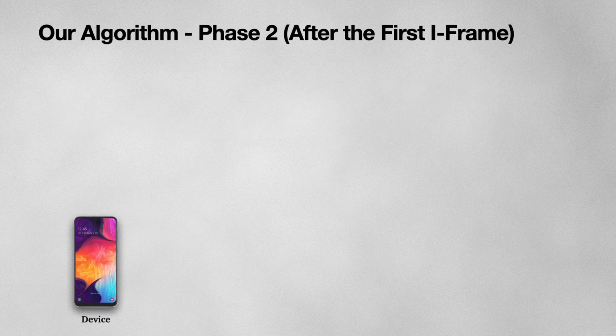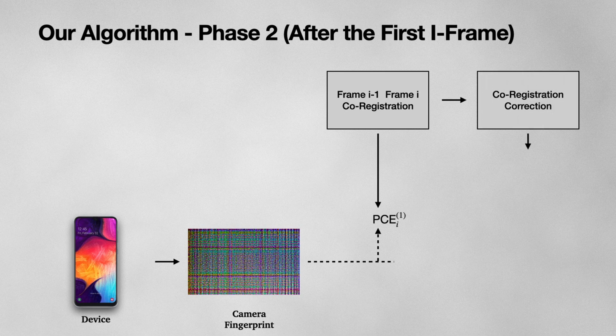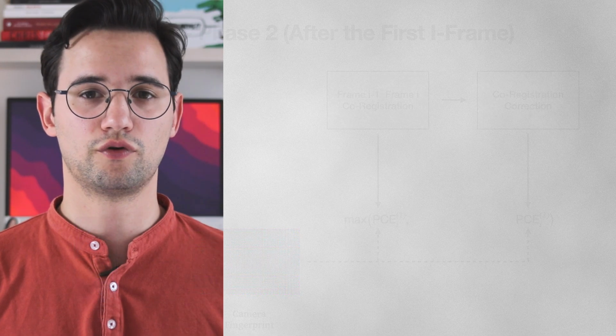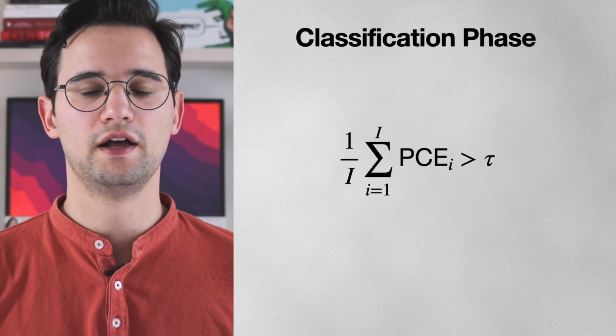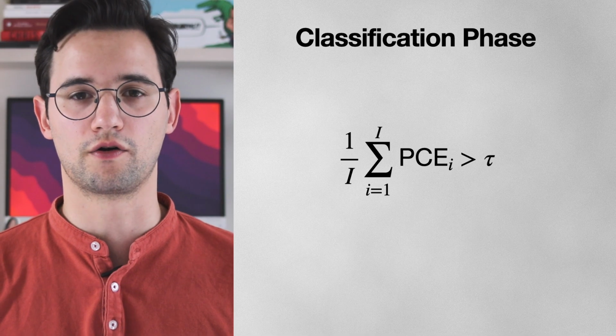Consequently, for the rest of the frames, we do nothing more than co-register one frame with respect to the ones that come before, but always checking that a better value of peak of correlation energy, or PCE value, could not be obtained by slightly transforming and adjusting the transformation estimated during the co-registration phase. At the end of this process, for each frame of the GOP we analyze, we obtain a PCE value. These are averaged together and compared with a threshold we set through a ROC curve.